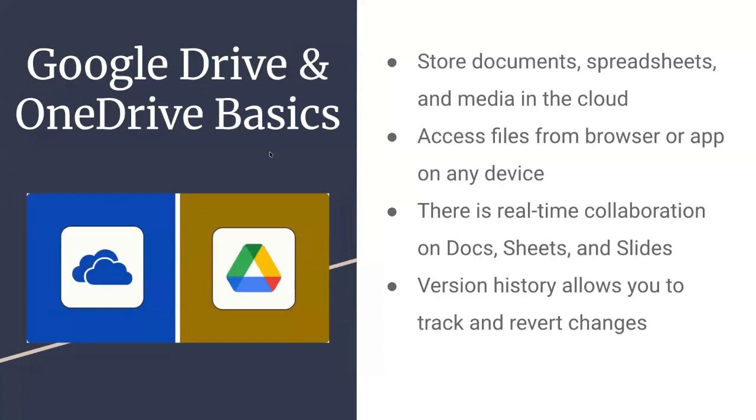And then here's some basics about Google Drive and OneDrive. Both allow you to store documents, spreadsheets, and media in the cloud. Media refers to photos and videos. You can access files from a browser or apps on any device. There's real-time collaboration on docs, sheets, and slides, meaning you could send a link to your friend and you guys could both type on the same document or sheet. And there's also version history, which allows you to track and revert changes.